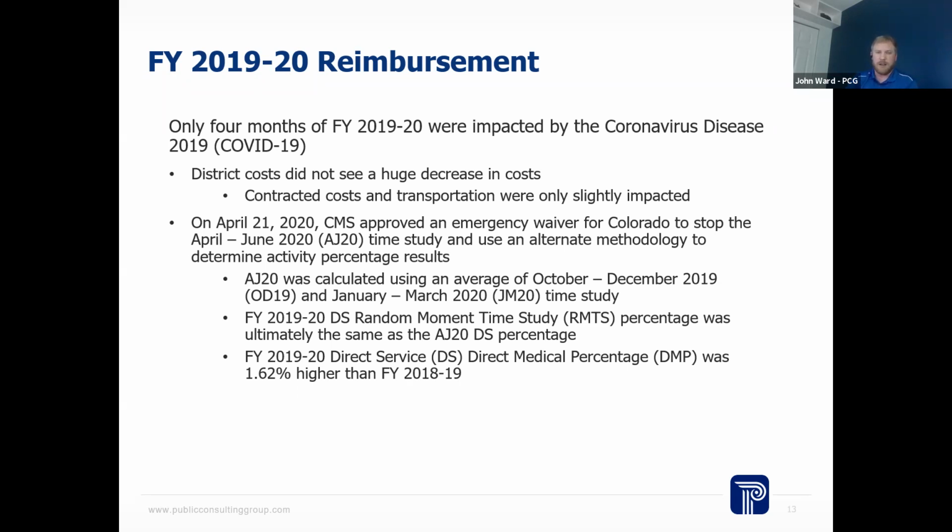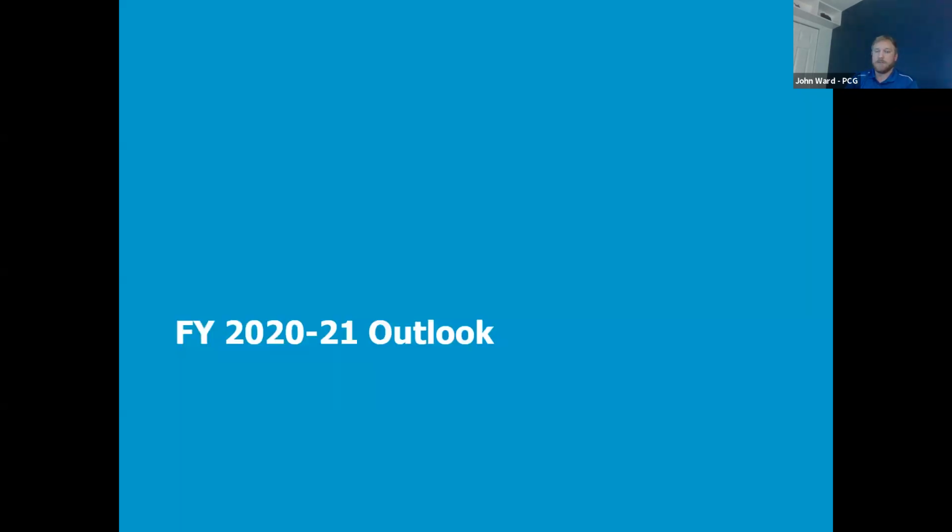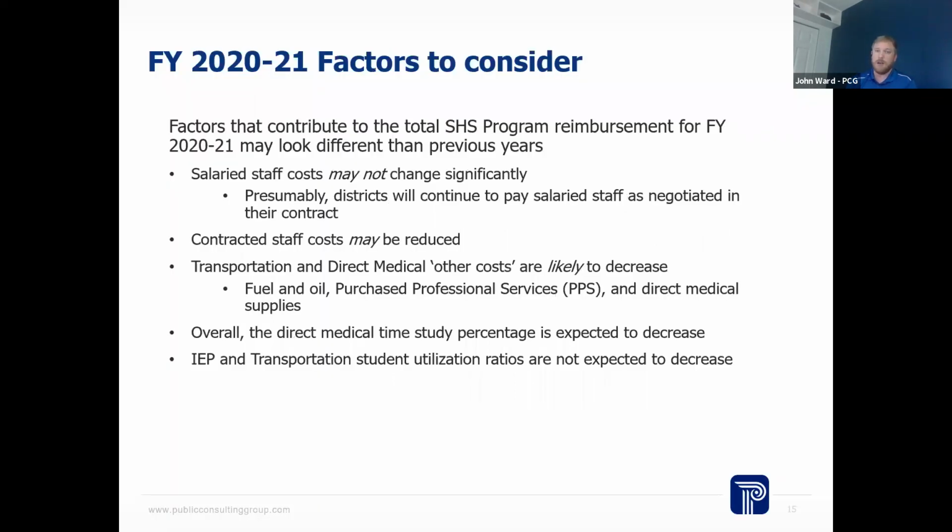And what that ended up being, it was about the same. The FY20 time study percentage, which is that statewide average, was just about the same as the AJ20 time study percentage. And if we looked at a year over year look, it was about 1.62% higher than FY19. So all those factors contributed to that continued upward trend in terms of reimbursement. But as we go to FY21, things could definitely change a bit.